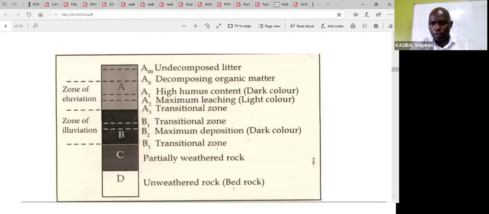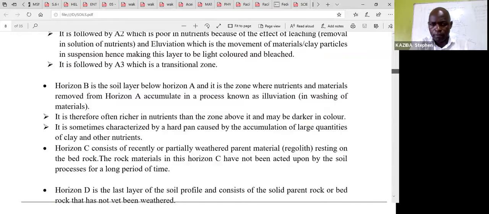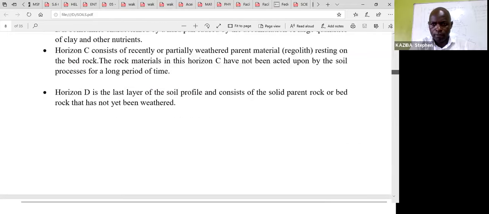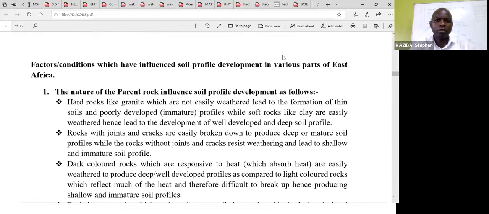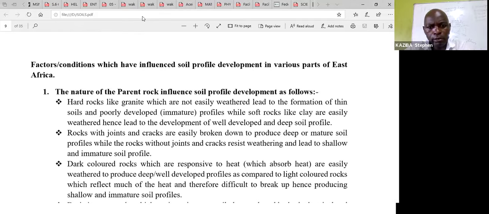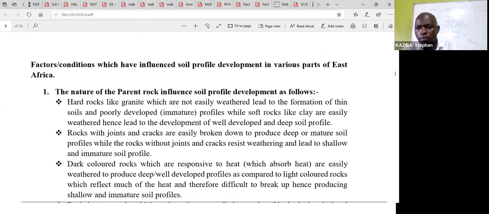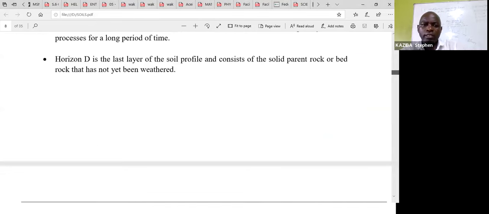How can we attempt the questions of assess? Now, questions of assess, it depends on the paper. Questions of assess, it depends.